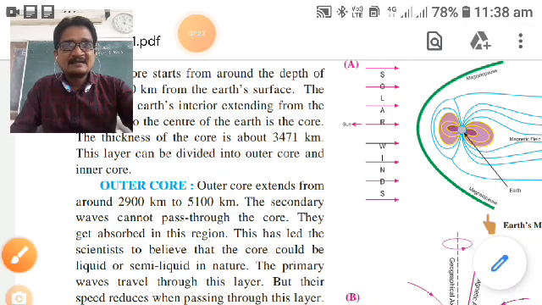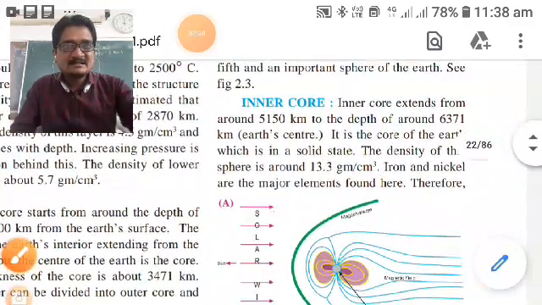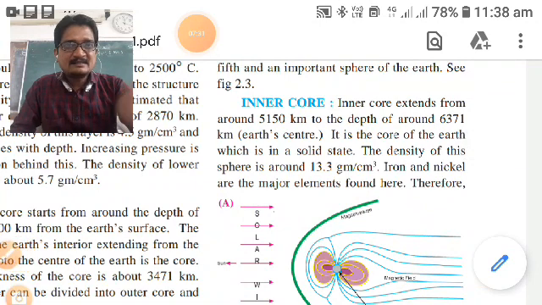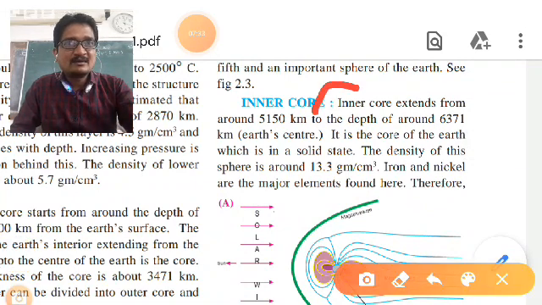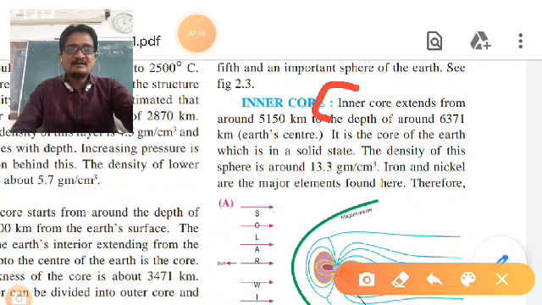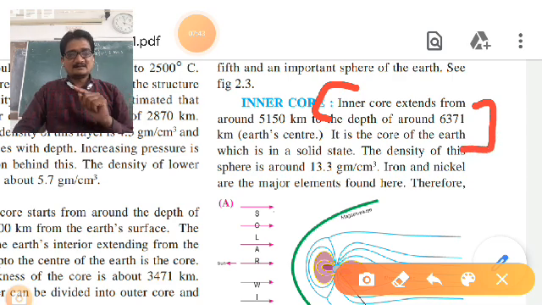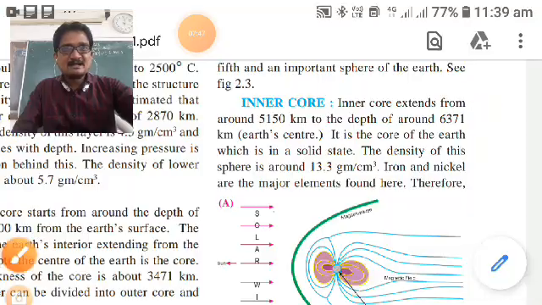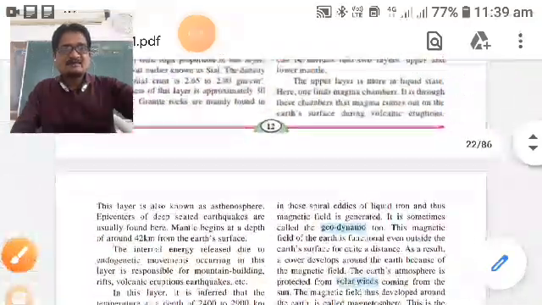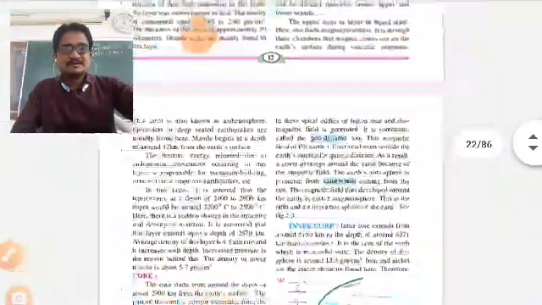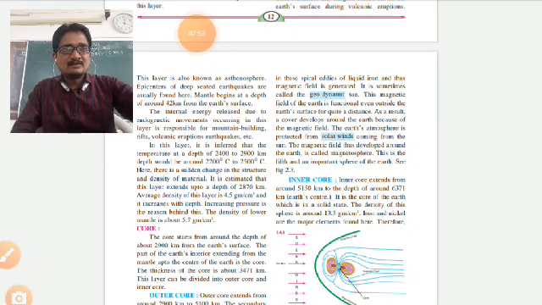Okay, then if differentiate will ask, then in inner core you can write this point: inner core extends from around 5150 kilometers to the depth of around 6371 kilometers. Like that you can differentiate these questions, and whatever markings I have given, you should note down.